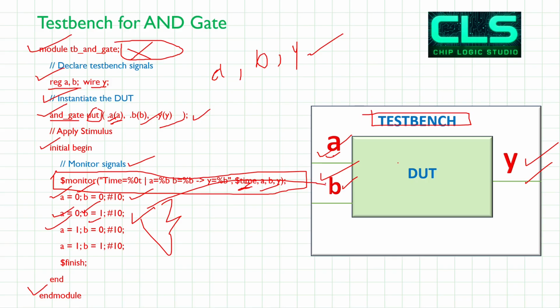So these inputs will go to a and b, and then the DUT will process these inputs, and we will get the result in y, and we will observe it with the help of our monitor. So this is our simple testbench. We will create more testbenches and more practical things, but for that we have to complete the theory part. So in the next video I will complete system tasks and everything.